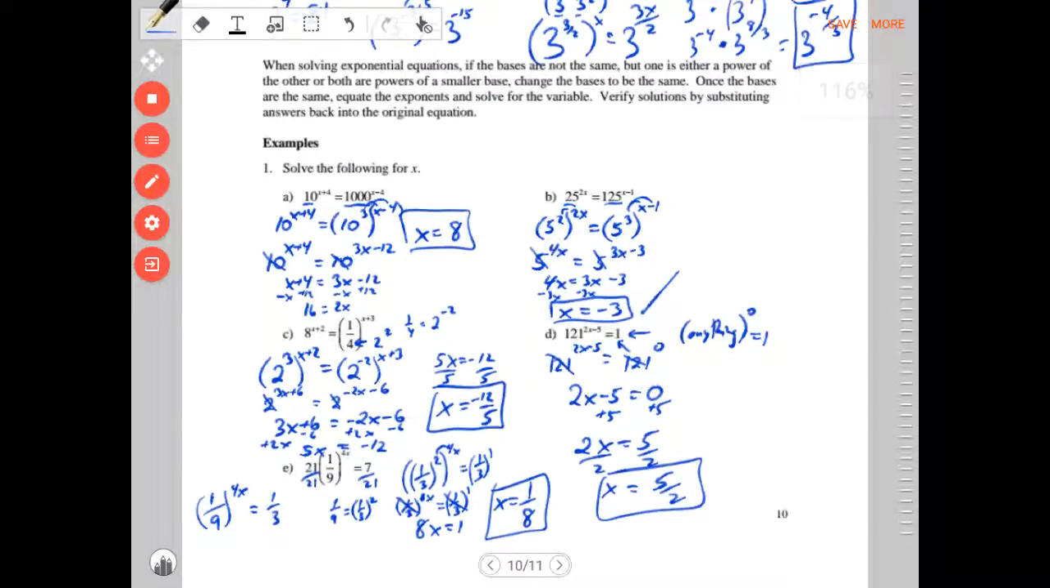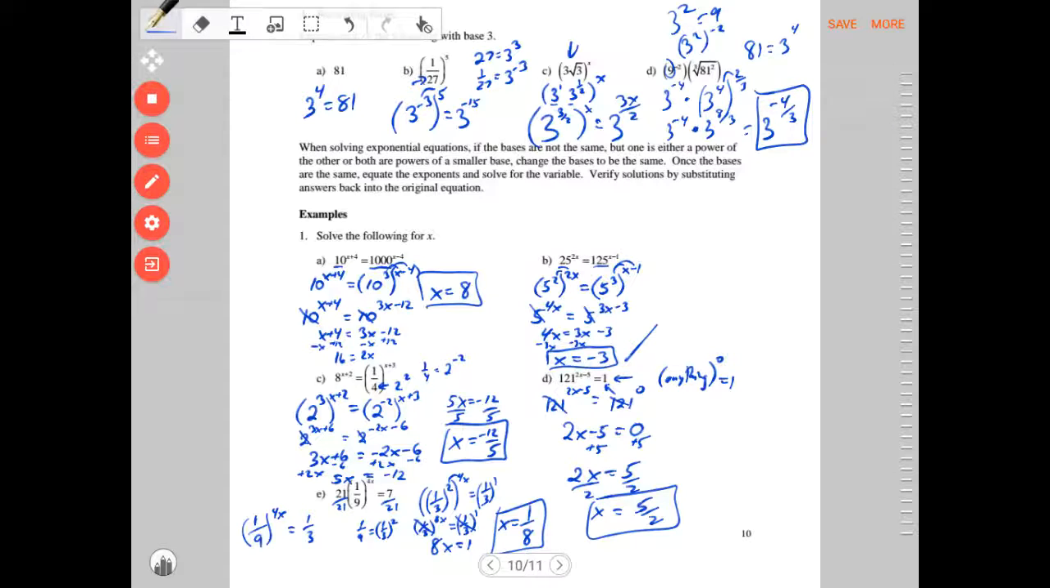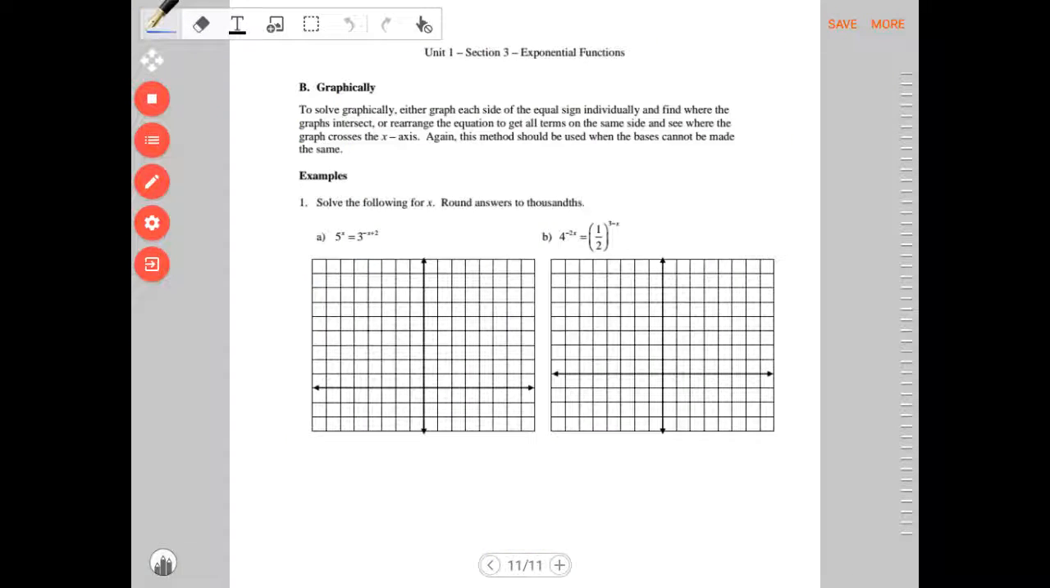I'm going to make that a little bit smaller again, just so we can fit a little bit more on. And there you have those examples. We're just about done. The other way to solve these is graphically. To solve graphically, either graph each side of the equal sign individually and find where the graphs intersect, or rearrange the equation to get all terms on the same side and see where the graph crosses the x-axis.